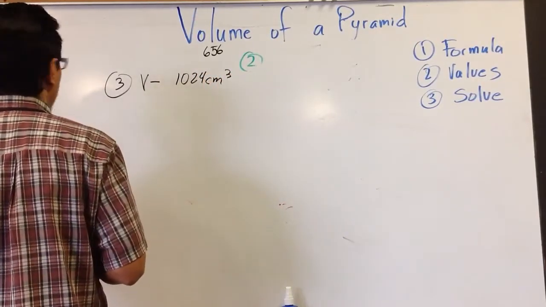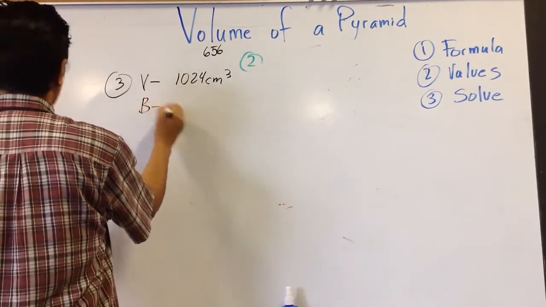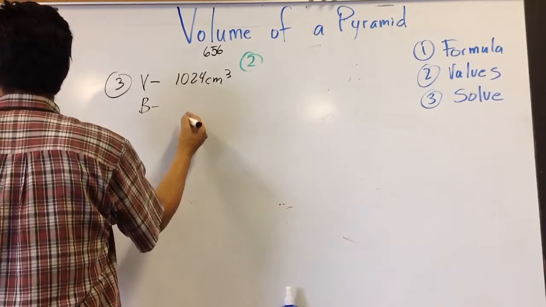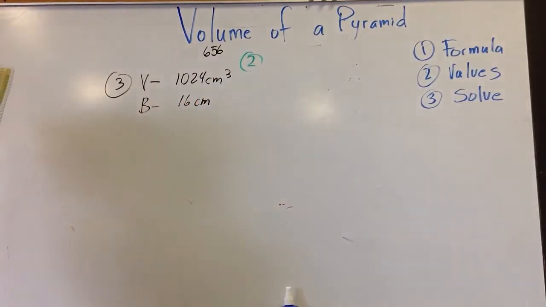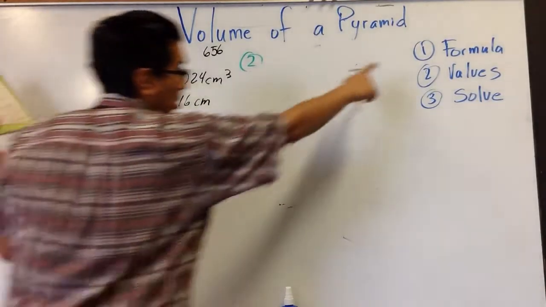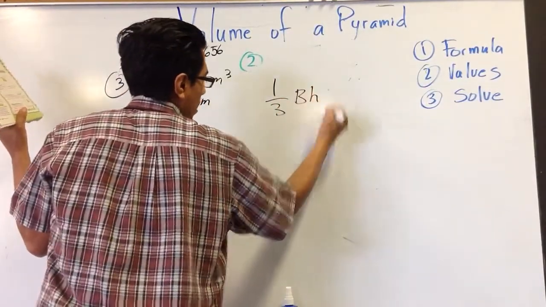And then it gives you the base. Yep, that must be the big B. They give you big B, which is 16 centimeters. And look what it asks you. Find the height. Find the height. All right. Well, again, work with your formula. 1/3 times big B times H.